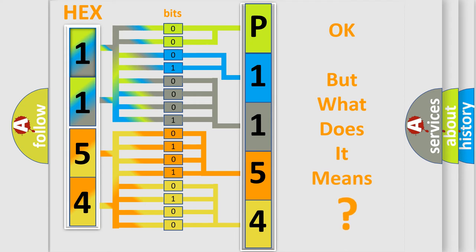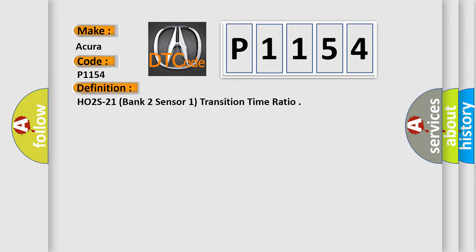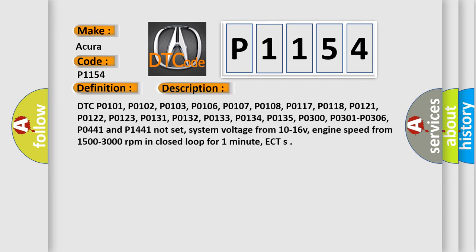The number itself does not make sense to us if we cannot assign information to what it actually expresses. So, what does the diagnostic trouble code P1154 interpret specifically for Acura car manufacturers? The basic definition is HO2S21, Bank 2 Sensor 1, Transition Time Ratio. And now this is a short description of this DTC code.